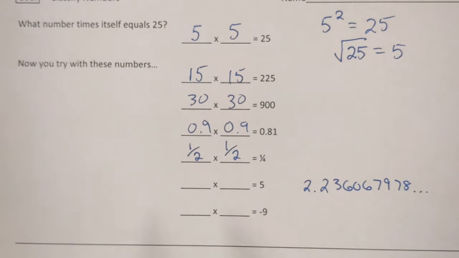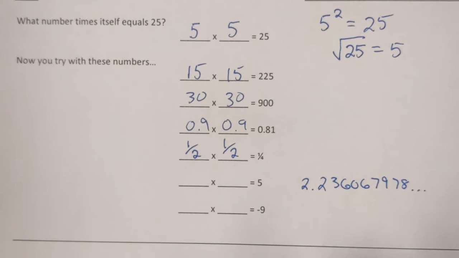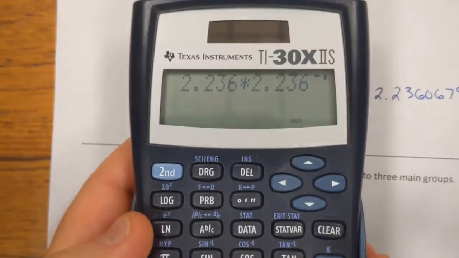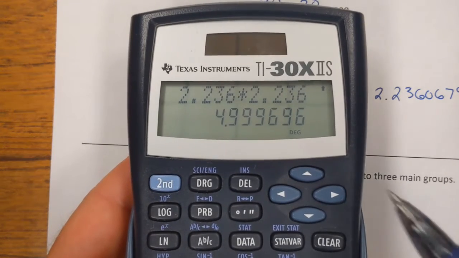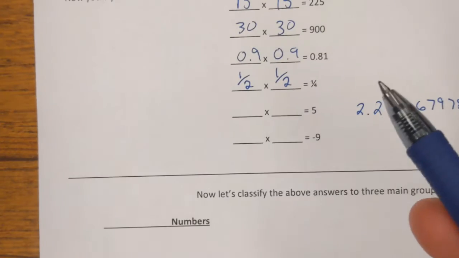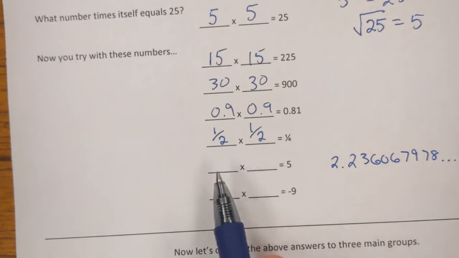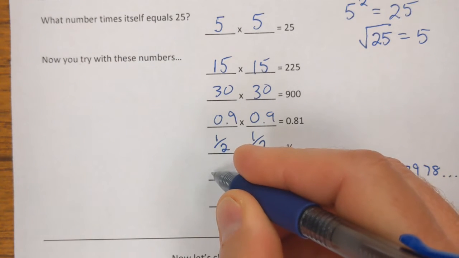So what are we going to write here? Sometimes students will just round and maybe say, well, it's approximately 2.236. But watch what happens in my calculator. If I round it to 2.236 times itself, it doesn't come out perfectly to 5. So your options here, we're either going to have to round and have an imperfect answer, or a lot of times what we'll do is we'll just leave it in a square root sign.